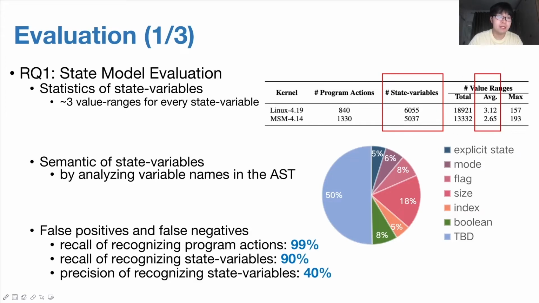Then we investigated the semantics of state variables by analyzing variable names in the abstract syntax tree. The result is shown in the pie chart. We also analyzed the false positives and the false negatives. The results show StateFuzz can recognize 90% of state variables and the precision is 40%. We believe that fuzzing can tolerate some false positives because of its fast execution speed.